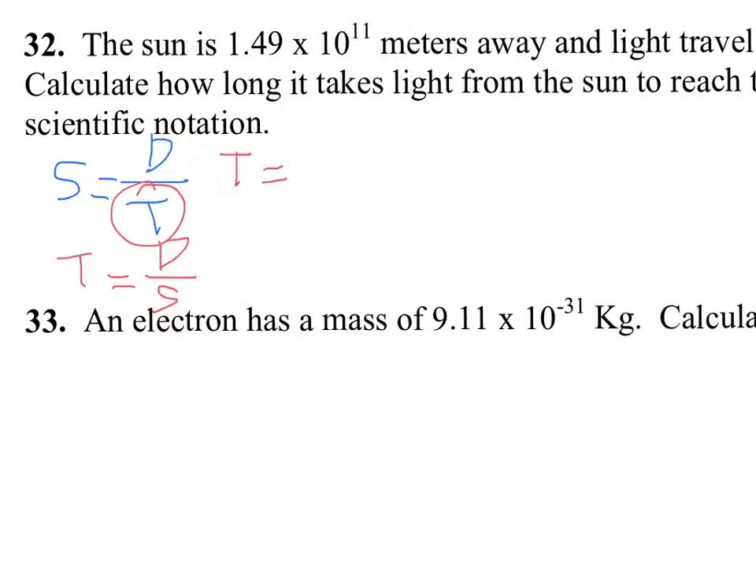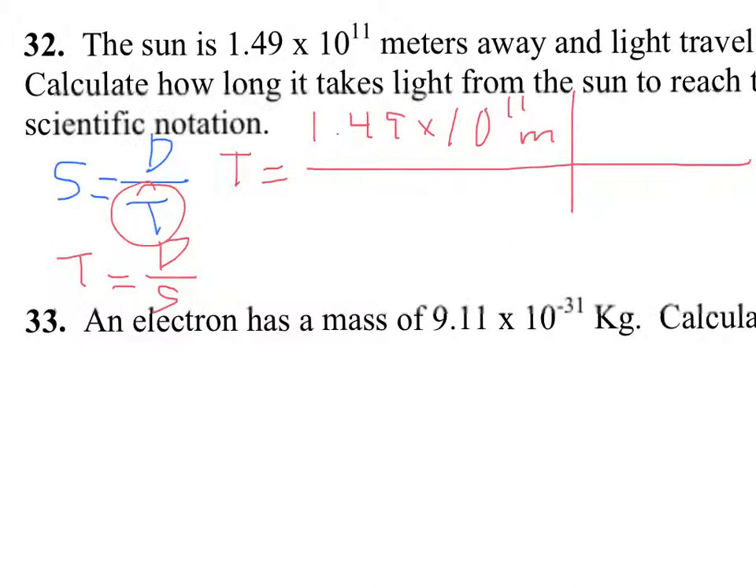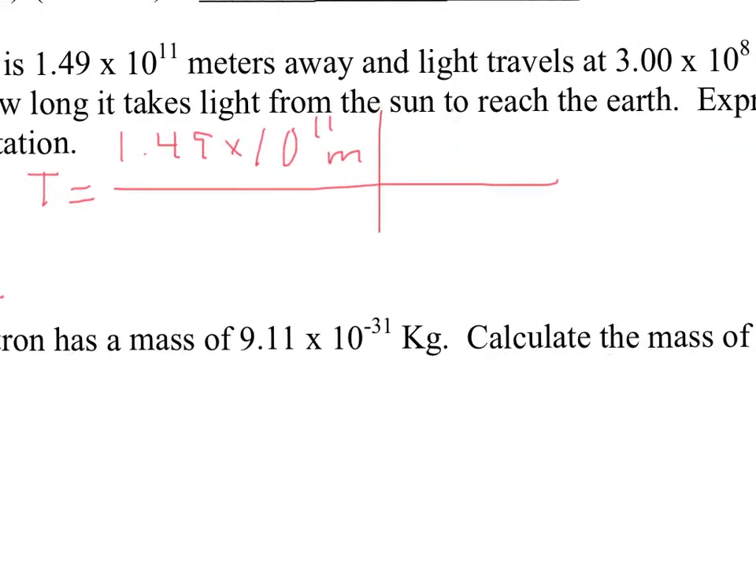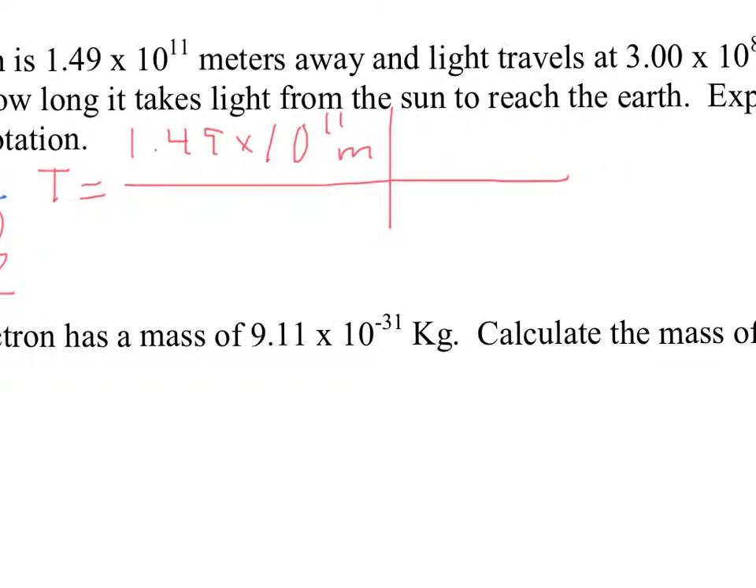Time is equal to distance, which is 1.49 times 10 to the 11th meters, include the units, divided by, and I'm going to use the train track method here so that we can keep track of our units. And we're going to divide by 3.00 times 10 to the 8th meters per second. Now notice that seconds is flipped to the top in this equation because we're dividing.